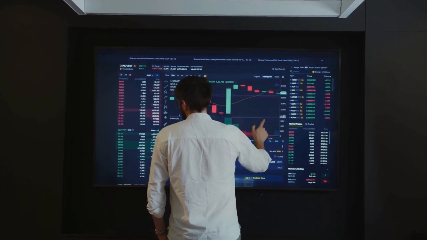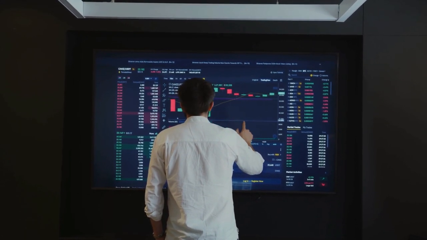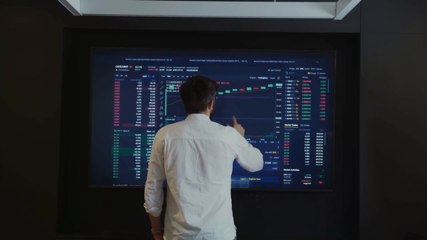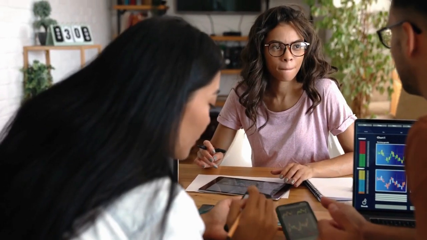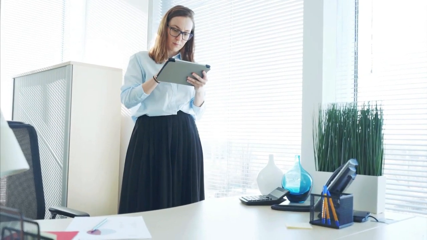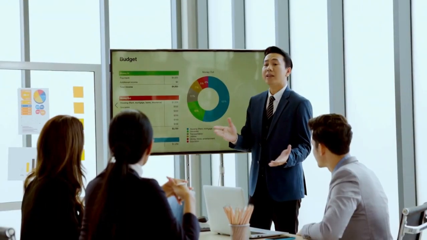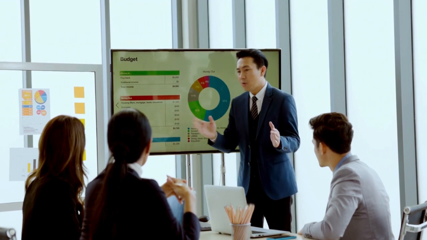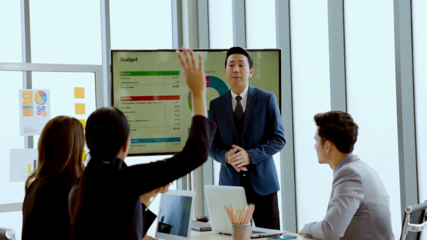The goal is to minimize losses during market downturns and seize opportunities when conditions improve. By staying flexible, adaptive investors can navigate volatility with greater confidence. This approach requires constant learning and staying up to date, ensuring your investment strategy evolves with the market's ever-changing landscape.